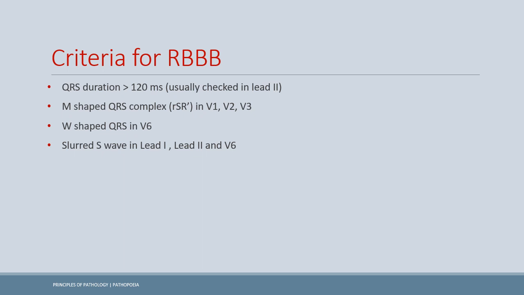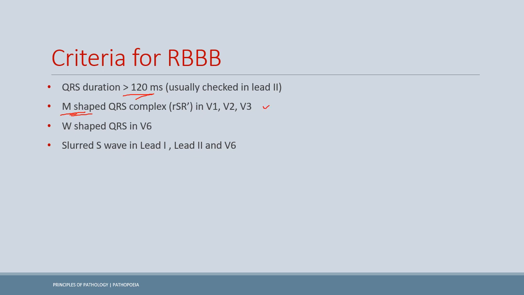Now, what is the criteria for saying that this is the right bundle branch block? The QRS complex duration, as I've already mentioned, is very important in the case of the bundle branch blocks, and it should be greater than 120 milliseconds, or at least greater than 100. Now, the characteristic finding most commonly seen with the right bundle branch block is the M-shaped QRS complex.